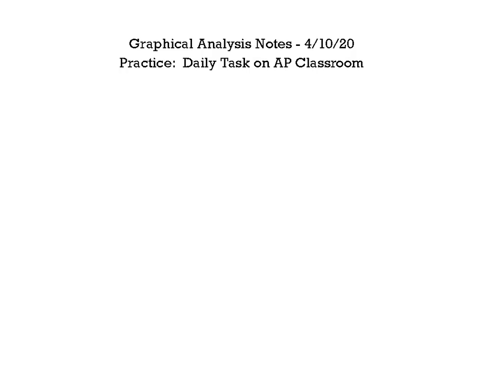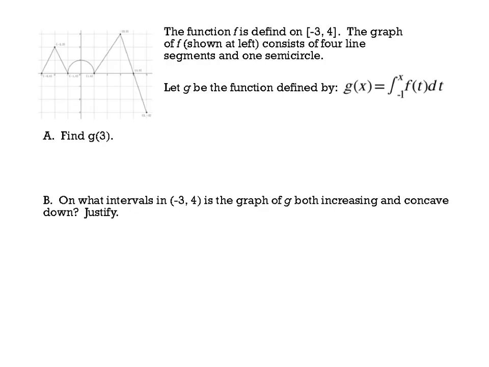Okay, so we're going to look at some more graphical analysis. We're going to look at the second example from the graphical analysis notes. So this graph represents the function f, we're going to call it. It consists of 4 line segments, so that's these straight lines, and then a semicircle in the middle there. Just one thing to note, there is a horizontal tangent line right here where x is 0. So that's going to be helpful coming up in later questions.